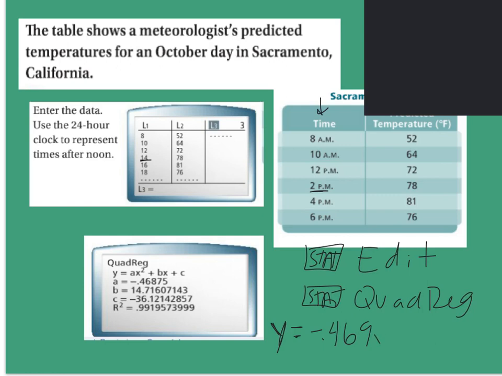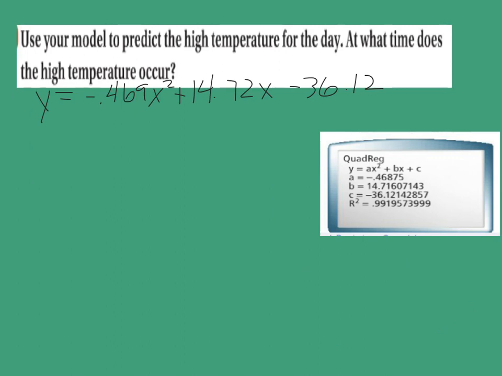Let's make that plus 14.71x minus 36.12. Then you can use that equation to predict, just like how we did before, to predict information. So we're going to predict the high temperature for the day. The reason it's the high temperature, if you notice, this is a negative. That means the parabola would be upside down. So we would have a maximum point there.